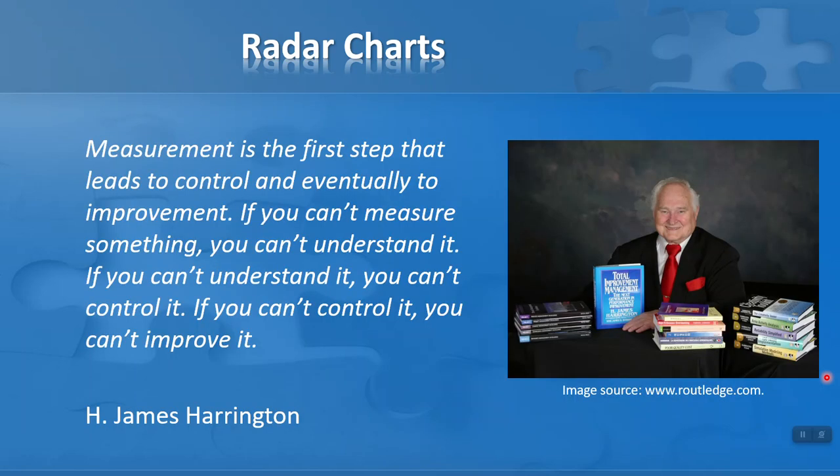So let's take a look at a quotation. This one comes from H. James Harrington. He once said, "Measurement is the first step that leads to control and eventually to improvement. If you can't measure something, you can't understand it. If you can't understand it, you can't control it. And if you can't control it, you can't improve it." So a lot there to take in. We're all about process improvement here, and measurement is the first step that leads to this. So that's what we're going to do in this lesson.